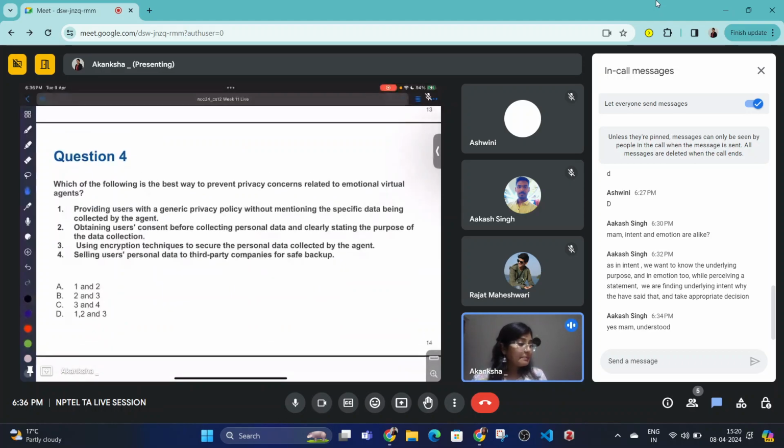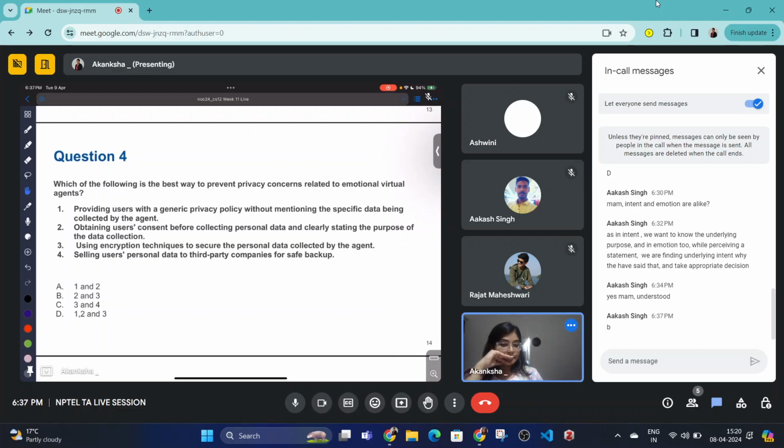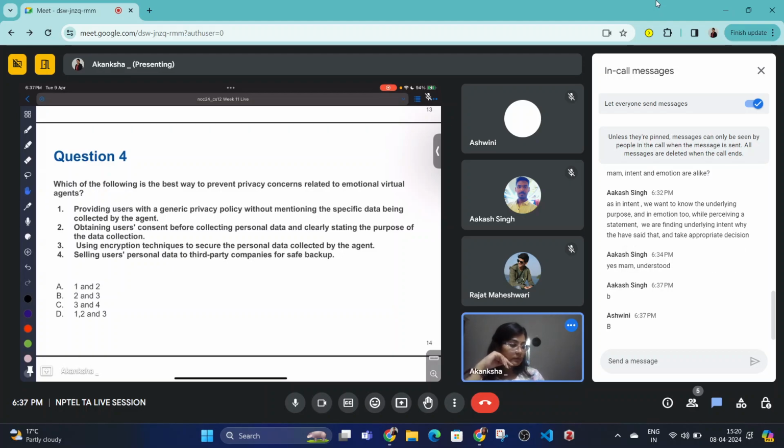Which of the following is the best way to prevent privacy concerns related to emotional virtual agents? Providing users with a generic privacy policy without mentioning the specific data being collected by the agent; obtaining users' consent before collecting personal data and clearly stating the purpose; using encryption techniques; and selling users' personal data to a third party for safe backup. Okay, B.